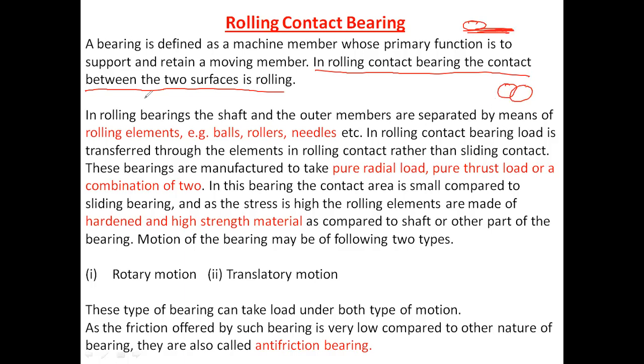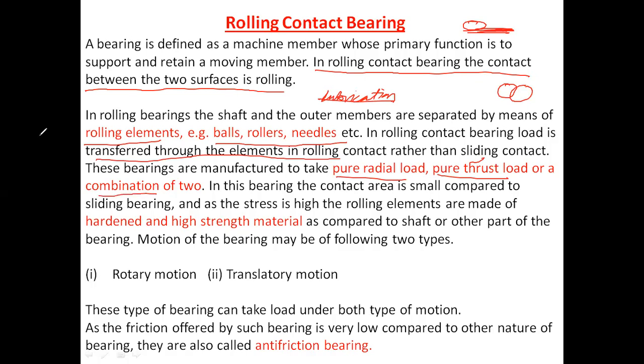And in a rolling bearing, you can see the shaft and the outer members are separated by means of the rolling element, for example balls, rollers, needles, etc. In the case of sliding, we saw lubrication there. In a rolling contact bearing, load is transferred through the elements in rolling contact rather than sliding contact. The bearings are manufactured to take a pure radial load, pure thrust load, or a combination of both.